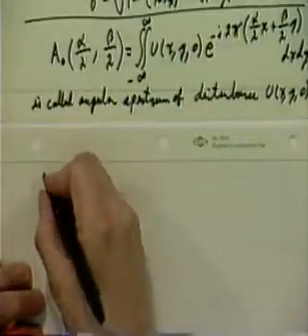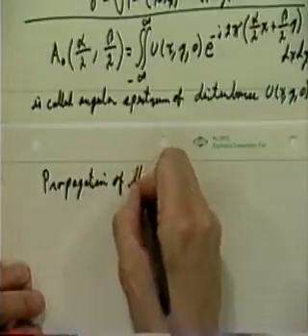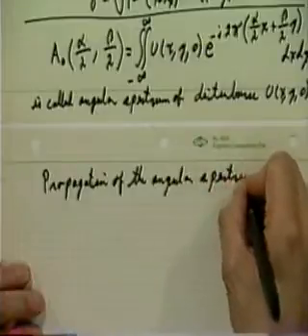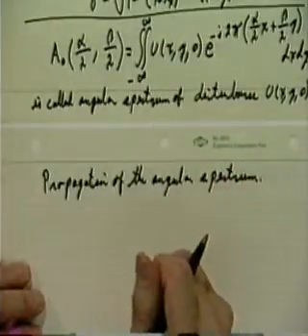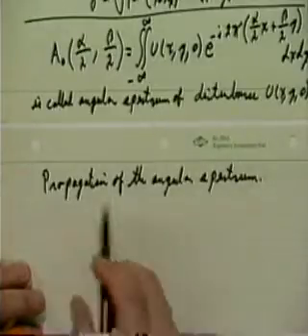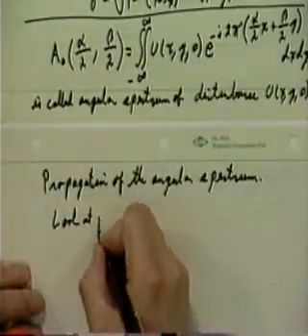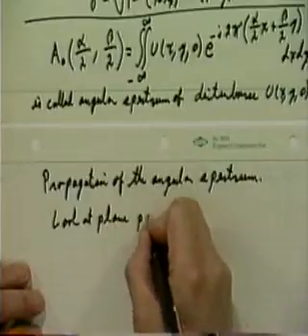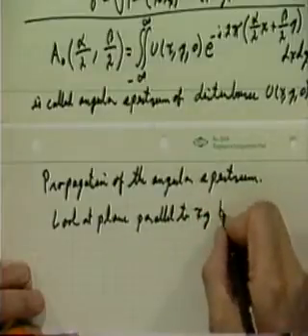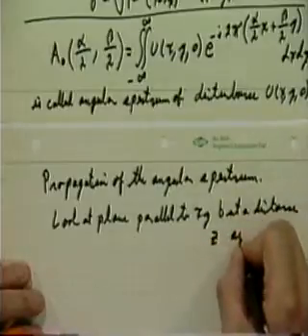So this is a propagation of the angular spectrum. And so we're going to look at a plane parallel to xy, a distance z away.